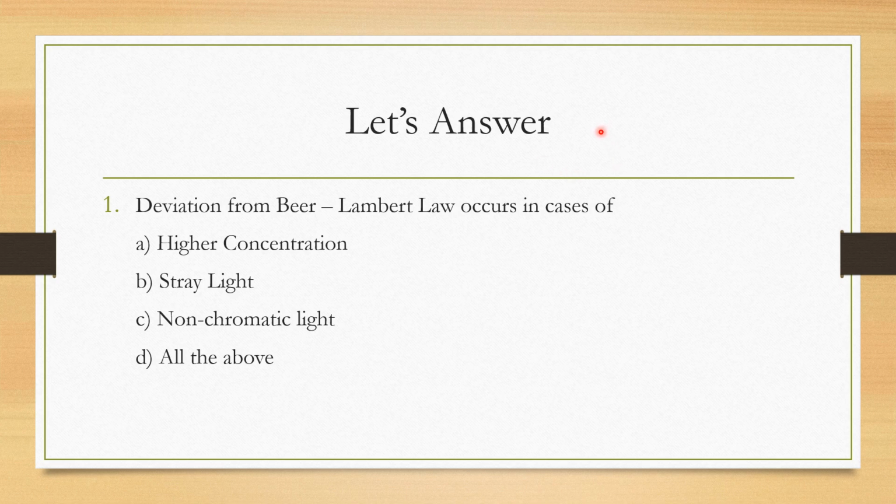Let's answer few questions related to this. First one, deviation from Beer-Lambert law occurs in cases of A. Higher concentrations, B. Stray light, C. Non-chromatic light, D. All the above. You can pause the video and guess the correct answer. The answer is all the above. All these causes deviation from Beer Lambert law.